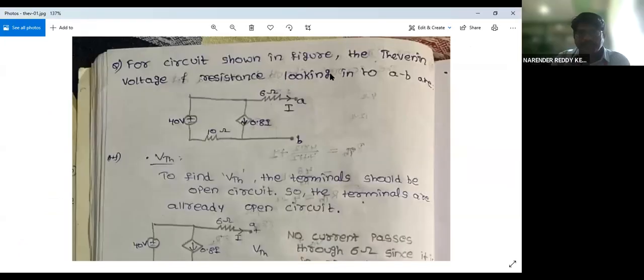So you have a question here. For the circuit shown in the figure, find the Thevenin's voltage and resistance looking into the circuit. This is a whole circuit, a complex circuit, and you have a resistance RL across AB. Is this okay? What are the things you have in this example? How many sources do you have?